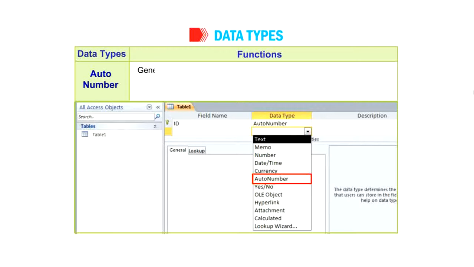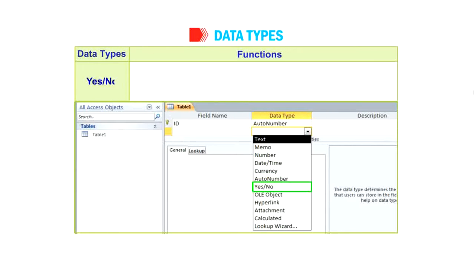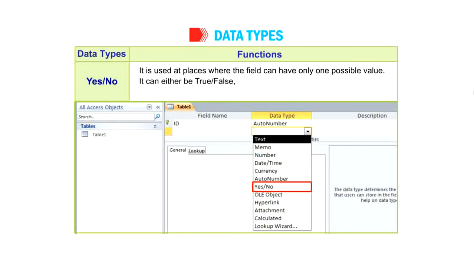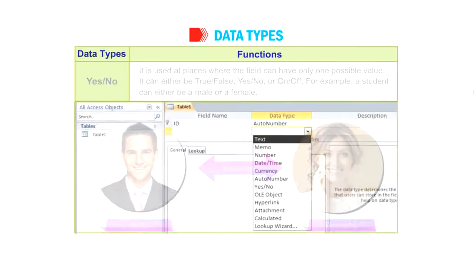Auto number generates a sequential number whenever a new record is added to a table. The value in the auto number field cannot be changed. It stores data as 4-byte values, typically used in primary keys. Yes or no. It is used at places where the field can have only one possible value. It can either be true or false, yes or no, or on or off. Example, a student can either be a male or a female.